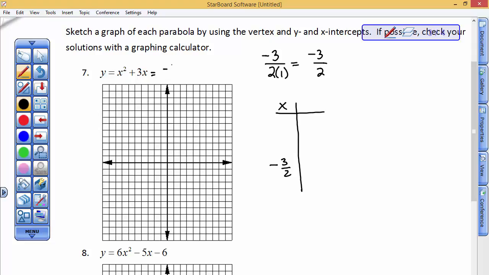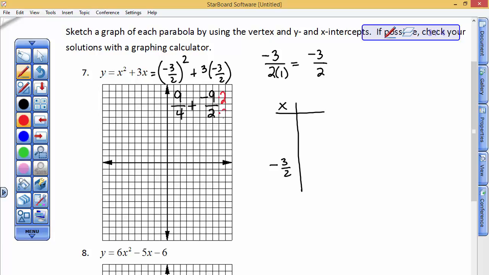So when I put that in for x, a -3/2 and square it, I'll get 9/4. And then when I take 3 times a -3/2, I'll get a -9/2. So 9/4 plus a -9/2.